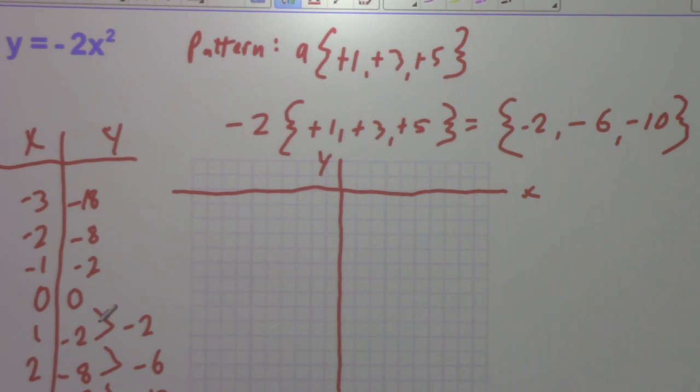So now can we go ahead and plot these points? So we got 0, 0. We got 1, negative 2. We got 2, negative 8. And so you can count from the x-axis 8 or just count 6 more. 1, 2, 3, 4, 5, 6. And then you can count how many more to get to this. 10. So counting 10, we get right here.